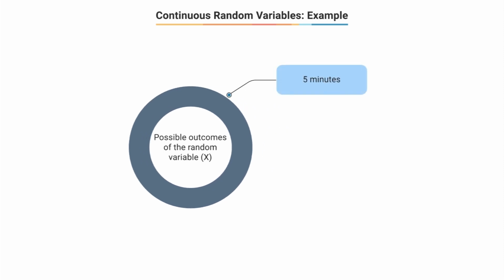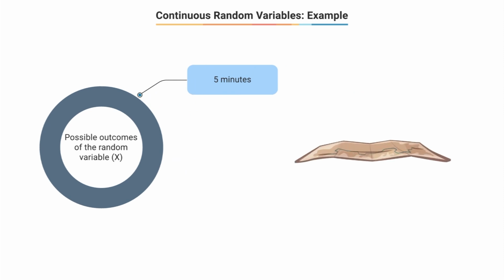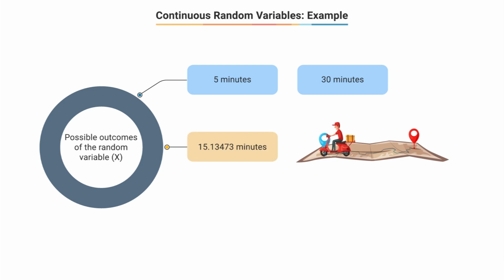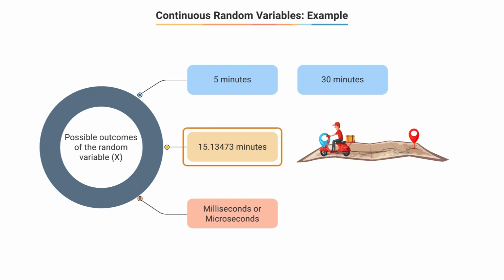It could be 5 minutes, which means that the customer was probably in the neighboring building, or it could be 30 minutes. It could also be something like 15.13473 minutes. You can even think up to the last millisecond or up to the last microsecond level. Even 15.13473 might not represent the exact amount of time, because we could go up to 100 decimal points, right? So technically it could be a whole number like 15, but it could also be a decimal and could go on till infinite decimal points.